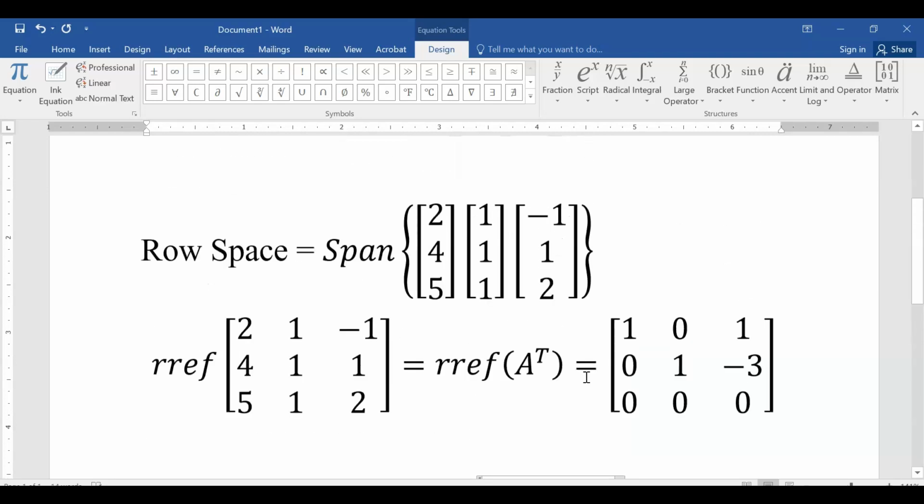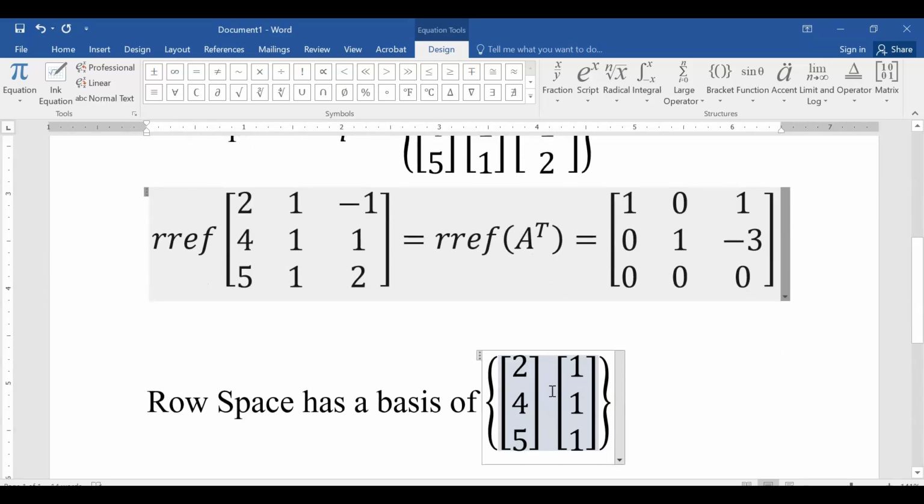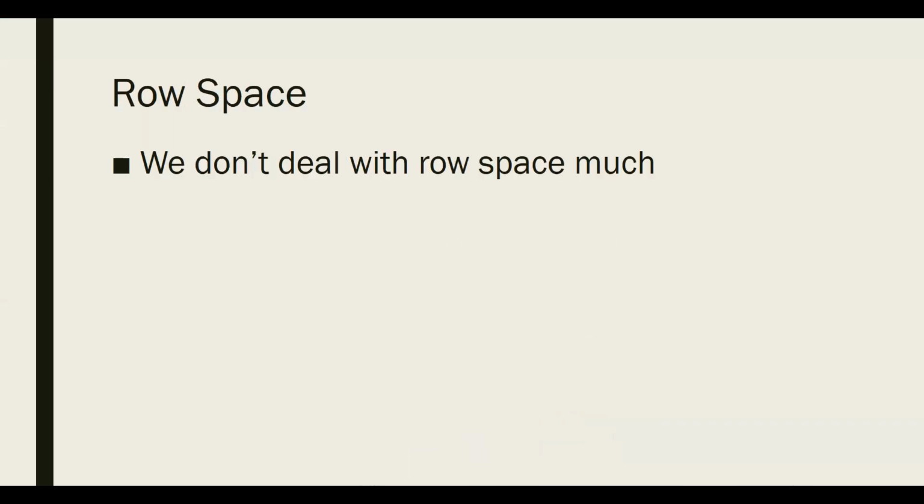Now, because the row space is basically identical to the column space of the transpose, we don't deal with it a whole lot in this class. It's something to be aware of, but again, we're not going to deal with it a whole lot. I will mention row space and column space when we get into orthogonal sets and orthogonal subspaces and things like that. But that's in chapter 6. So we don't need to deal with that a whole lot right now.